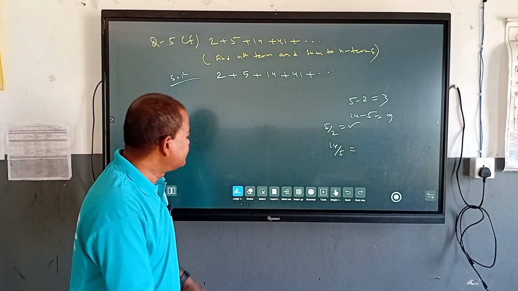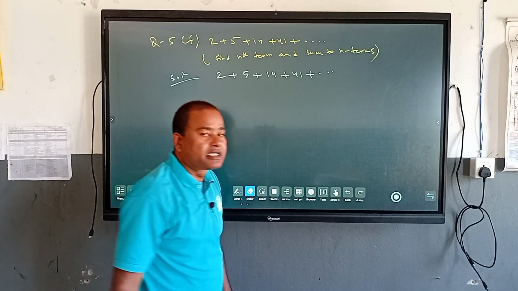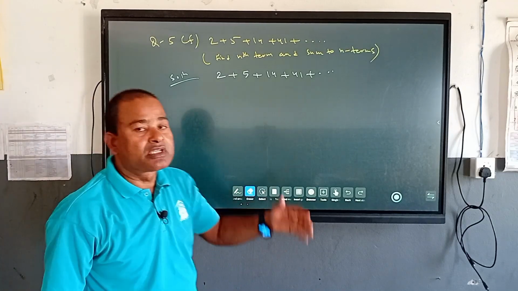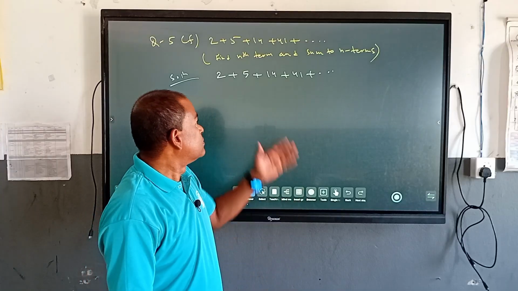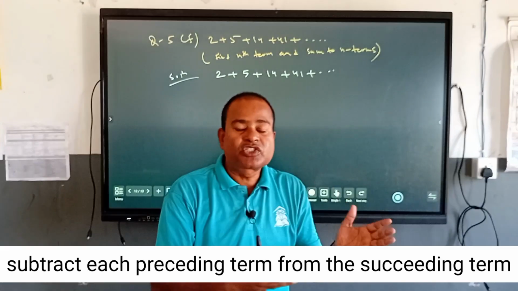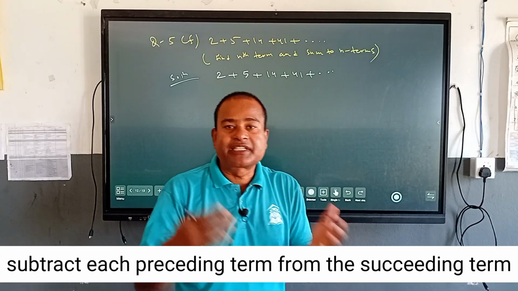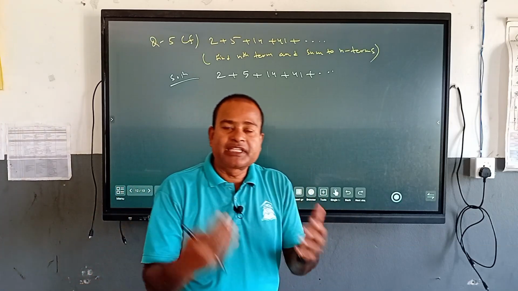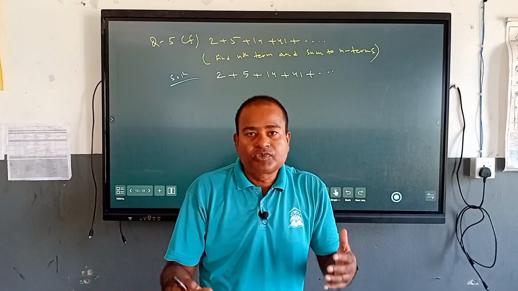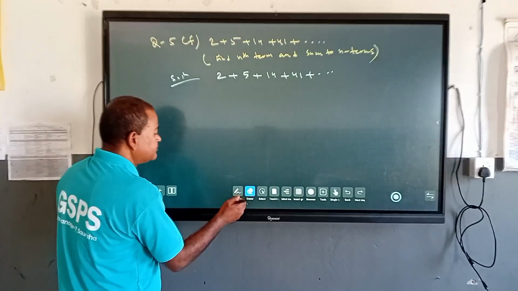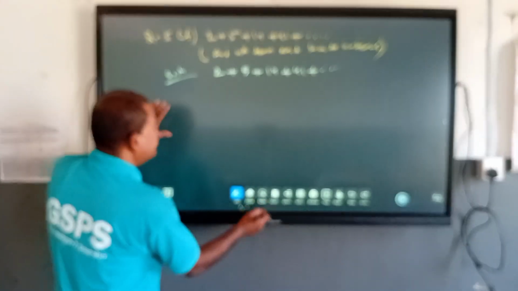So dear students, in this case we have to use the successive difference method. That means we subtract each preceding term from the succeeding term. Then we'll get a new series, from which we get the general term, and we can also find the sum to n terms of the series. So let's follow the successive difference method.